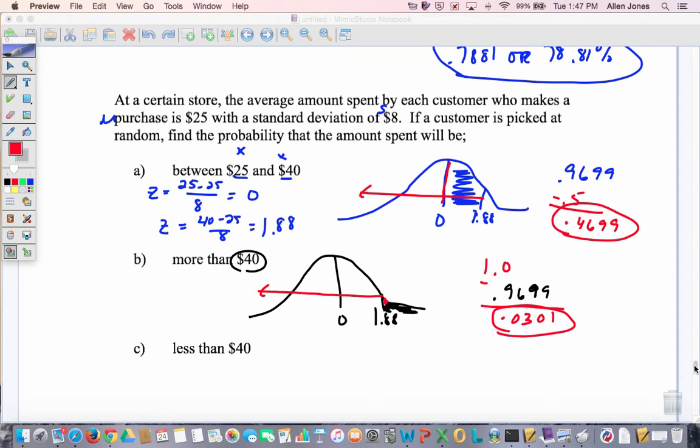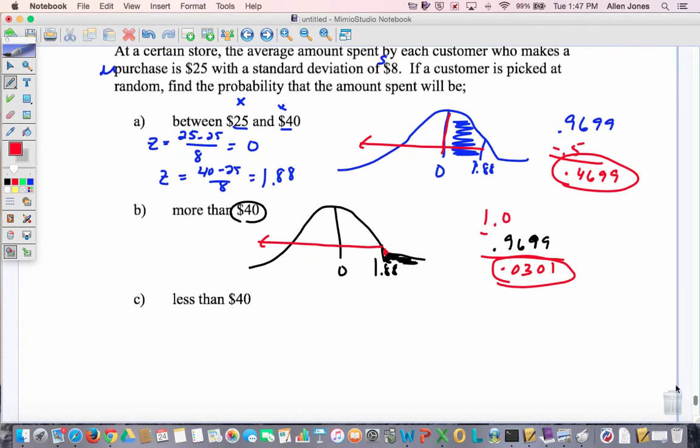That's the area to the right, or more than $40. Less than $40 is our next example. We already have our z-score for $40, so I'm not going to calculate that again. I'm simply going to put that on our curve, 1.88.